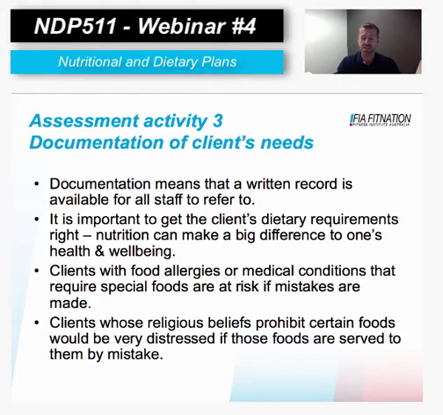It's important to get the client's dietary requirements right. Nutrition obviously can make a big difference to one's health and well-being. Clients with food allergies or medical conditions that require special foods are at risk if mistakes are made. And finally, clients whose religious beliefs prohibit certain foods would be very distressed if those foods are served to them by mistake. So really here you're looking at health and well-being, any medical conditions, and culture, religion, ethnic, and also ethical considerations for your individual client.